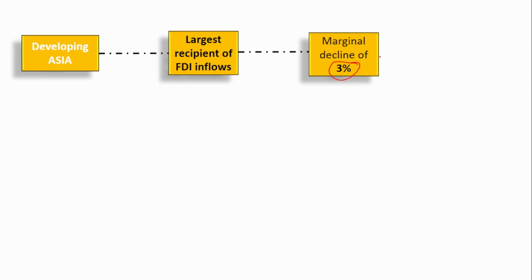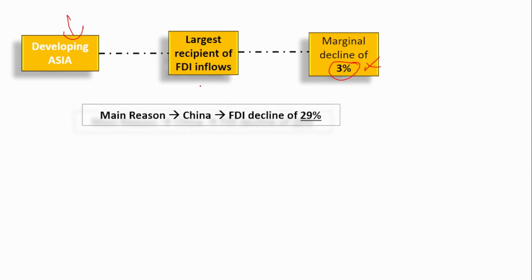That is 3%. You don't have to remember this number, but you have to remember that developing Asia received the maximum FDI inflows. And this 3% decline is because of the decline in the FDI in China. Okay, that is, in China, the FDI declined by 29%, which is very huge. That is why this 3% decline happened.